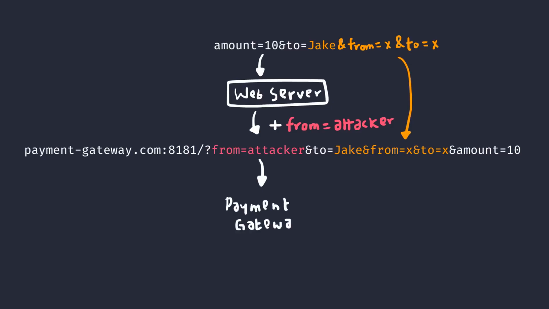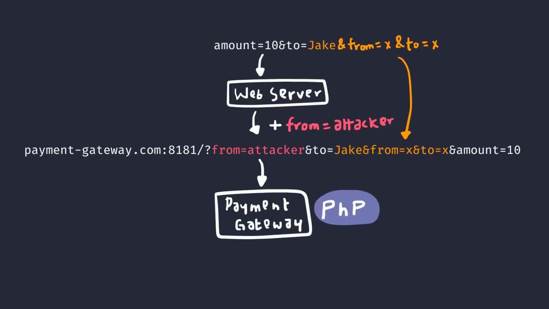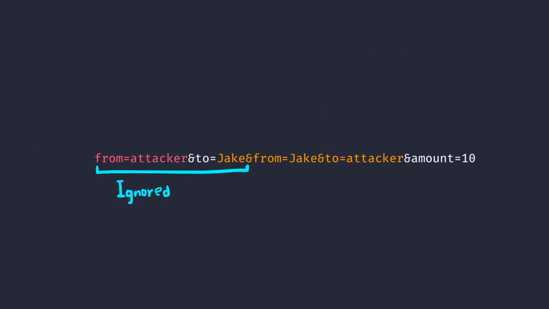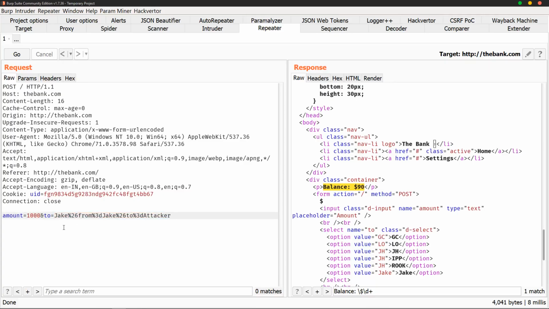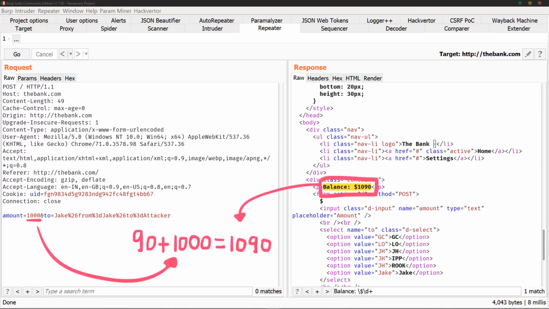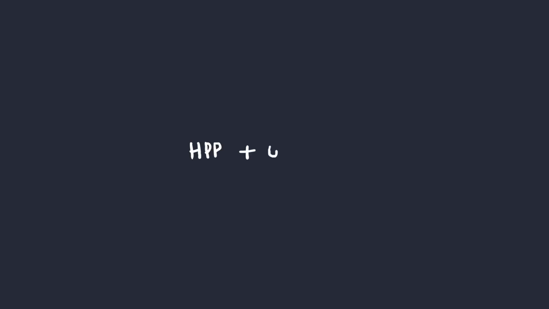When this request hits the payment gateway, the server is running on Apache and it's written in PHP. We now know that this only considers the last occurring parameter, which means the payment gateway will see the parameters something like this. And when the transfer happens, it goes from Jake to attacker, ergo we have a way to steal the money. HTTP parameter pollution is one of those flexible bugs which can be used with other vulnerabilities and even bypass some constraints like web application firewalls.